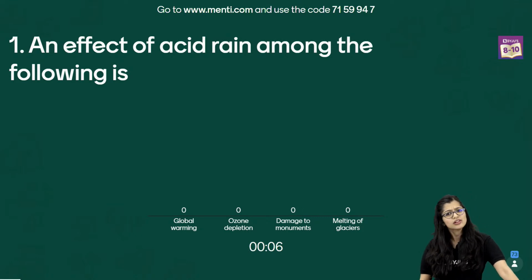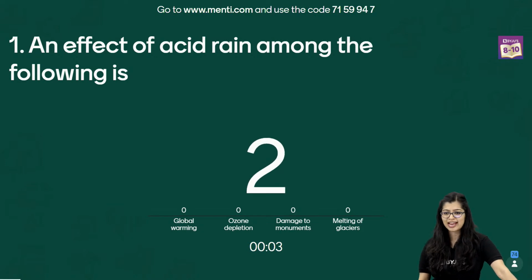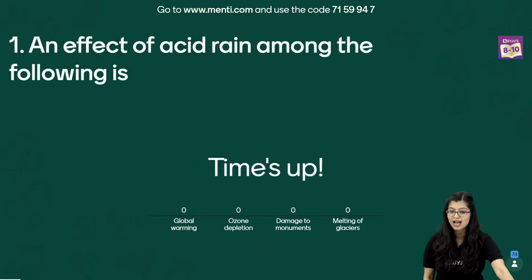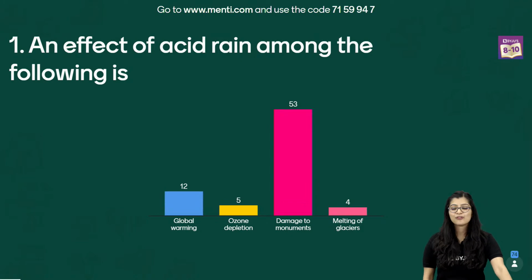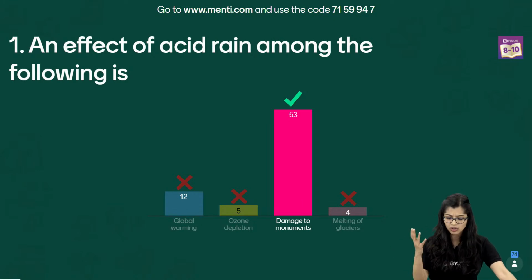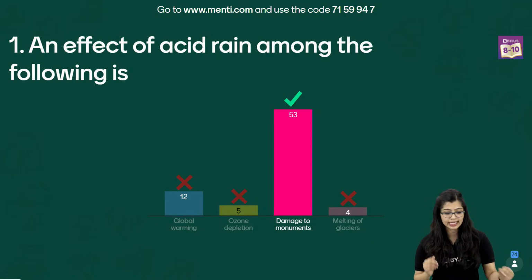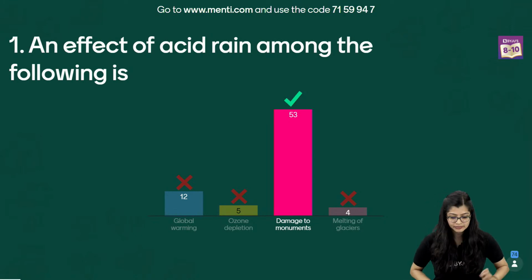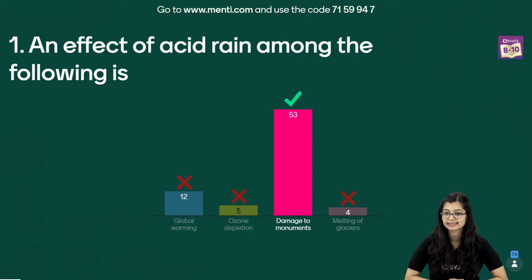I can see a lot of you also sending in answers here. Oh, you guys are super quick. 3, 2, 1 and time's up. Very good. 53 of you have answered correctly, which is damage to monuments. While some of you have got confused with global warming and melting of glaciers. So see here, the question is specifically on the effect of acid rain.